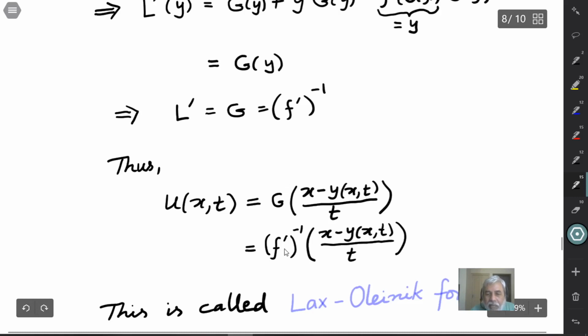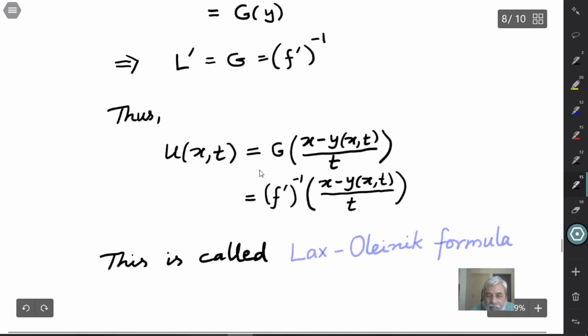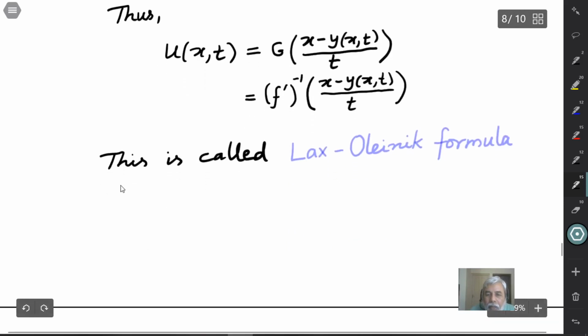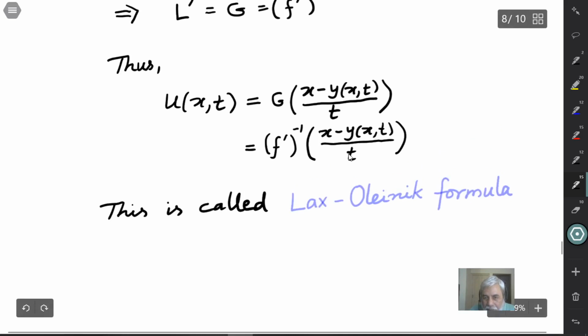And just again recall that g is f prime inverse. So the right hand side just involves the given f. In the scalar conservation law, that convex f is given and the right hand side only depends on that. Okay, and this is called the Lax-Oleinik formula. Again, as you notice here, the important role is played by this minimizer.